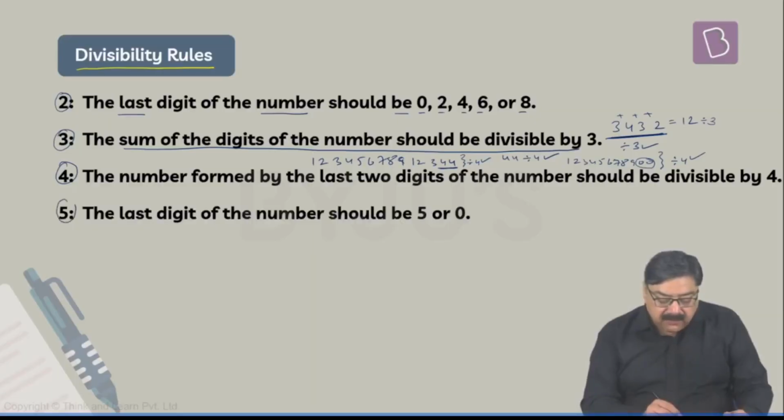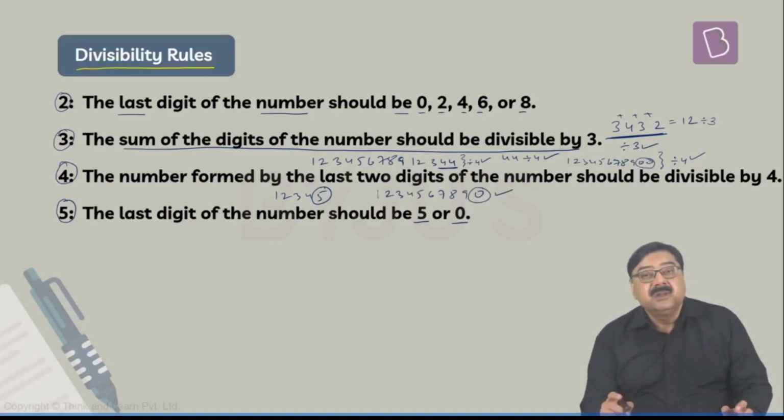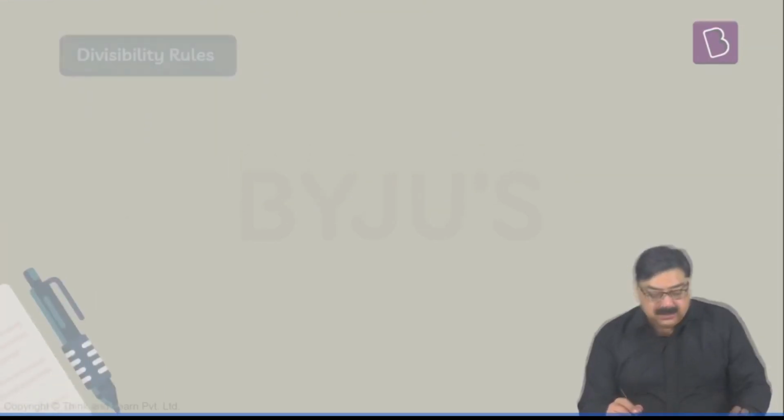For the divisibility rule of 5, if a number needs to be divisible by 5, the last digit of the number, that is the digit in the units place, should either be 5 or 0. So once again, 1, 2, 3, 4, 5. Is it divisible by 5? Yes. 1, 2, 3, 4, 5, 6, 7, 8, 9, 0. Is it divisible by 5? Yes, because the last digit is 0.